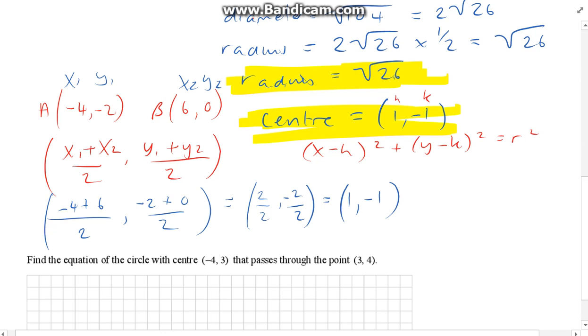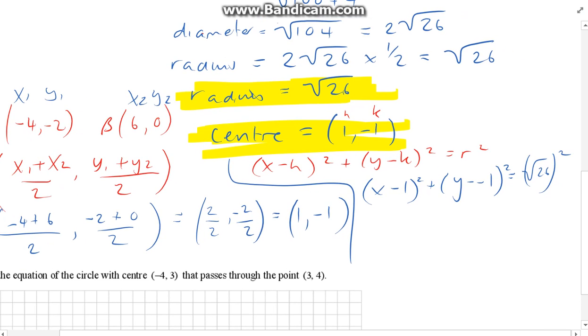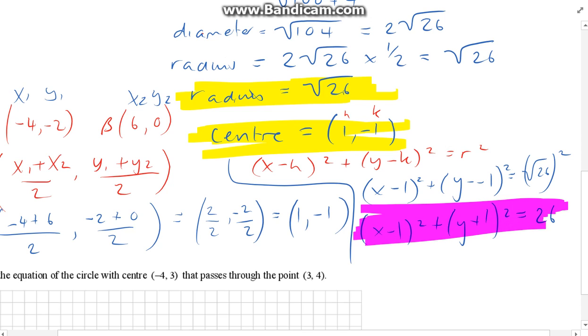So it's going to be x minus 1 squared plus y minus minus 1, because k is minus 1, all squared equals root 26 all squared. So the x minus 1 all squared plus y plus 1 all squared equals, the square root gets rid of the square root, so 26. So your equation of that circle that they've given you is x minus 1 all squared plus y plus 1 all squared equals 26.